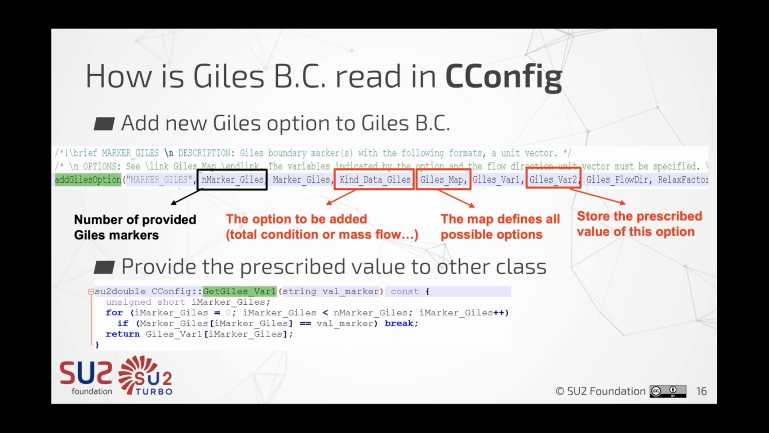So we have the number of Giles markers provided in the code. So this is just the name of your marker, so whether it be inflow, mixing plane, outflow, etc. Then we have the kind of Giles. So kind data Giles, this is the option that you give it. So whether you want to say a total pressure condition or a mass flow outflow or a mixing plane option, this is what's stored in this first red box here.